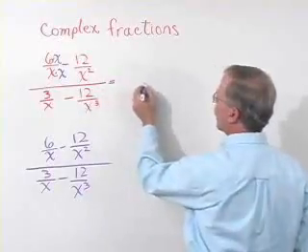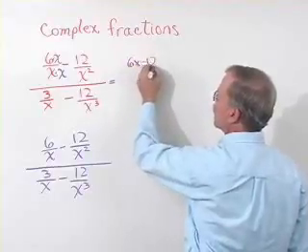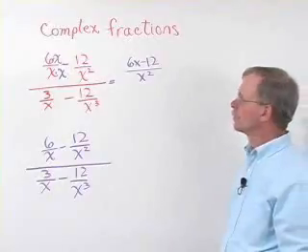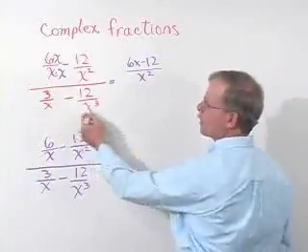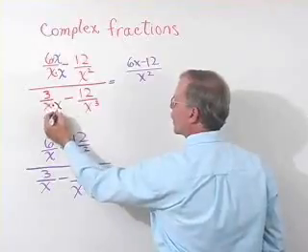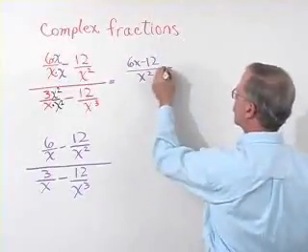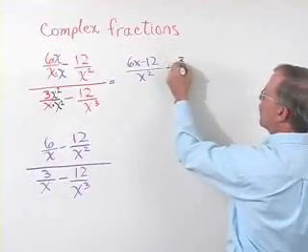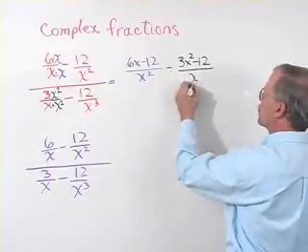And when we do that, we'll wind up with 6x minus 12 all over x squared. That's our first fraction. Now we'll do the same thing in the denominator. Here we have x and x cubed as denominators, so we'll multiply this one by x squared, and we'll wind up with the fraction 3x squared minus 12 all over x cubed, and we'll divide the first by it.